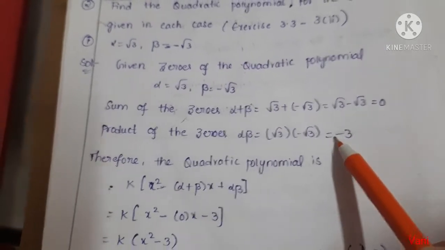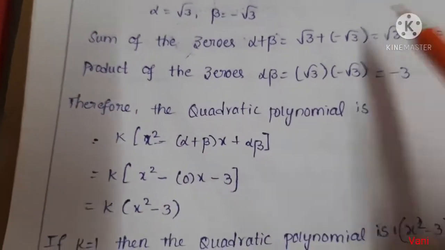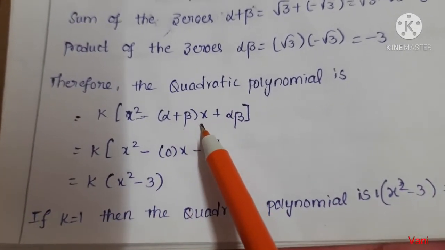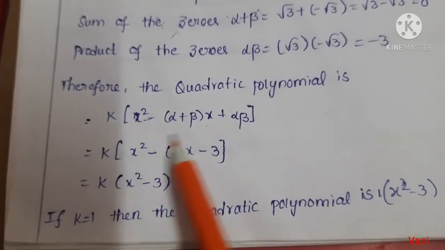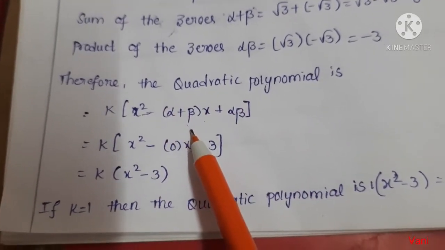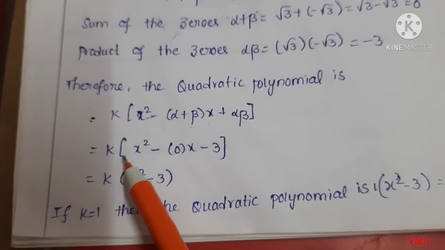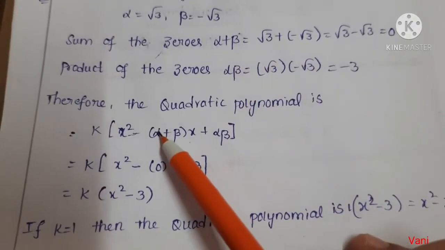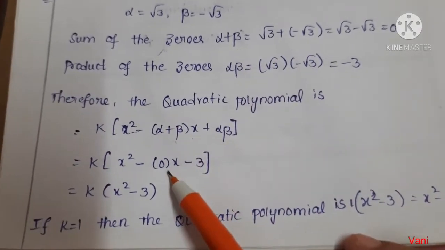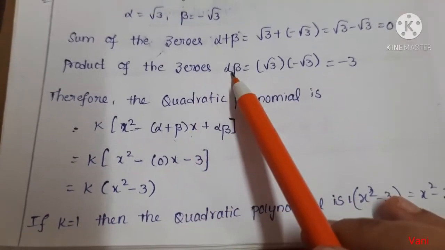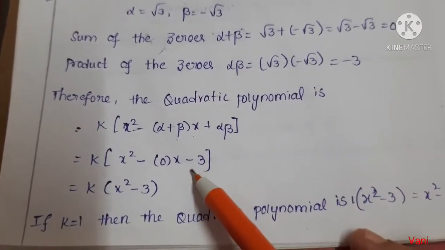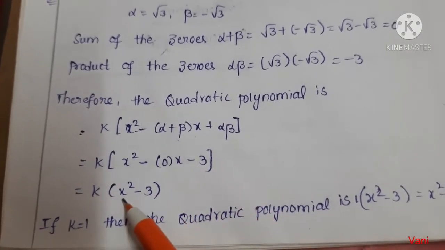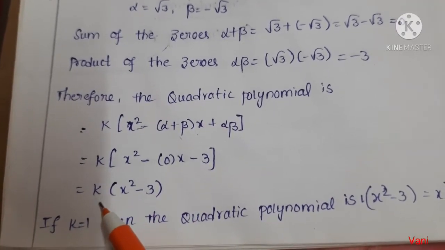So we got the sum of zeros and the product of zeros. Now, we know the quadratic polynomial formula: k of x square minus alpha plus beta into x plus alpha beta. This is the formula to find the quadratic polynomial. Here k is some constant. So k of x square minus, we found the sum of zeros is 0, so substitute 0 in place of alpha plus beta, into x, minus... the product of zeros alpha beta value we got is minus 3. So x square minus 0 into x gives 0, minus 3. So x square minus 3. Now put k value 1.